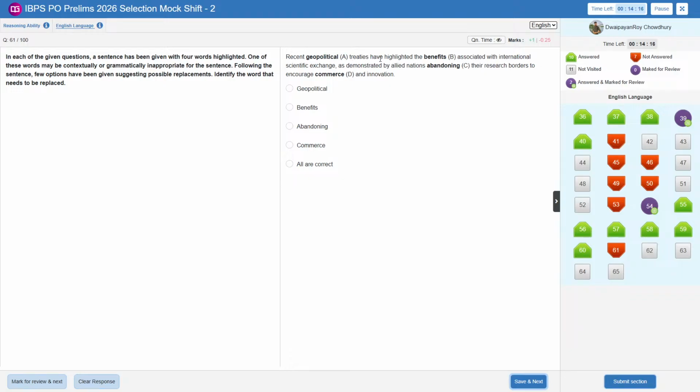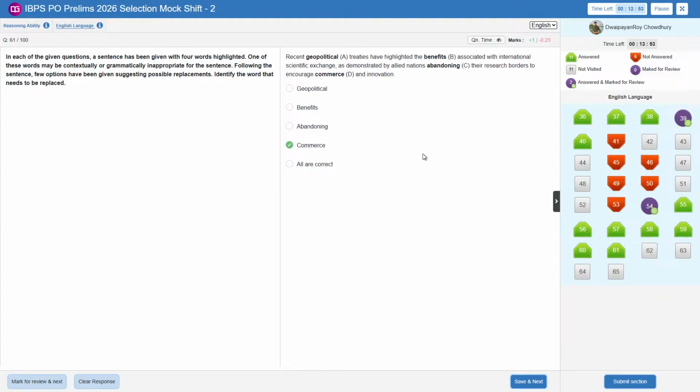Recent geopolitical treaties have highlighted the benefits associated with international scientific exchange, as demonstrated by allied nations abandoning their research borders to encourage commerce and innovation. Encourage commerce and innovation, research and innovation.